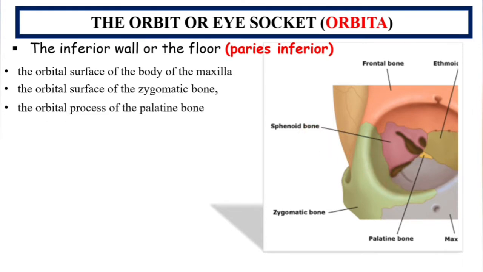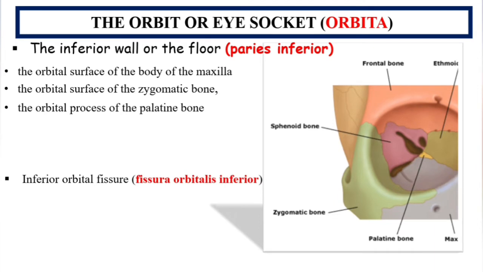And the orbital process of the palatine bone, you can see it here in yellow, right? If you remember the two processes of the palatine bone, this orbital process and sphenoidal process, and remember that notch in between those two, and if the body lodges there, there will be a sphenoethmoidal foramen. I will talk about it, right? But now we are talking about the floor, right? So the floor is formed by the orbital process of this palatine bone here in yellow, right?